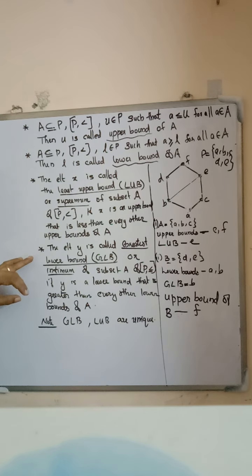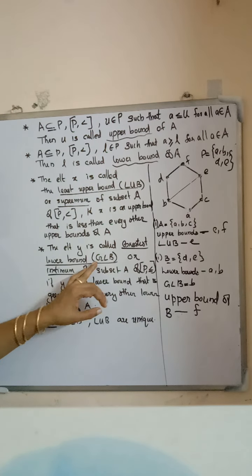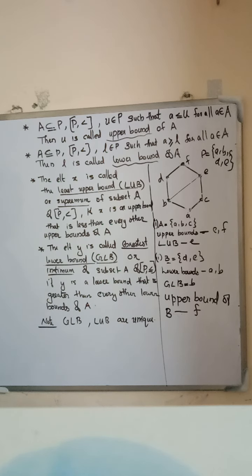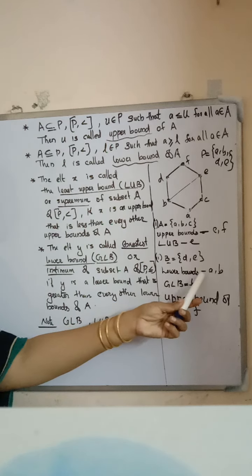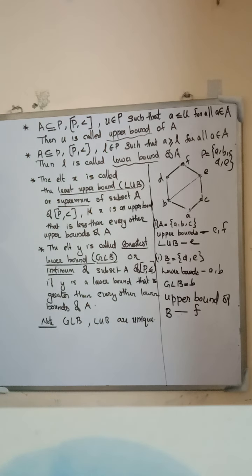Now we define the greatest lower bound. Greatest lower bound, GLB, or infimum. Greatest lower bound means the greatest member of all the lower bounds. Okay, if we consider here A and B are lower bounds, which one is the greatest element? Then that member is the greatest lower bound.